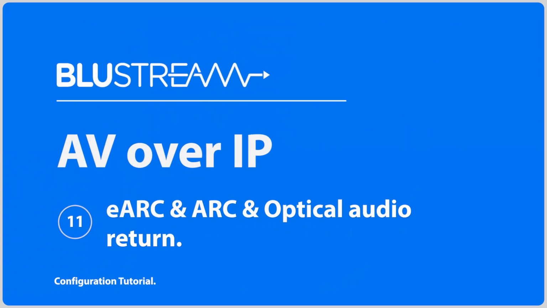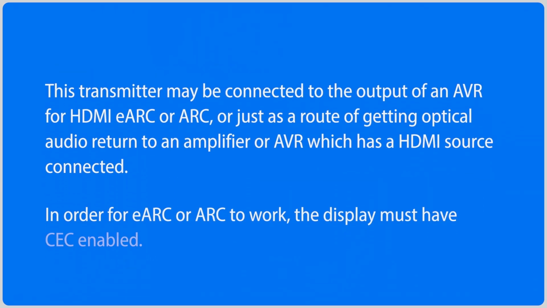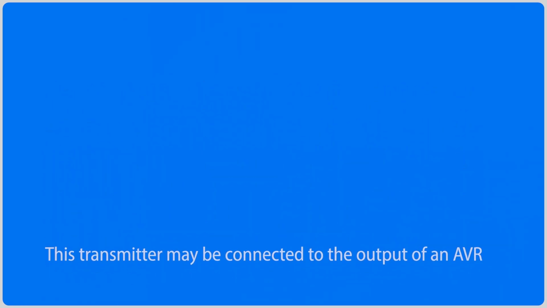Similar to our fixed routing capabilities, we have the option with our IP300 series to route HDMI eARC, ARC and optical audio return from a display connected to a receiver back to a fixed transmitter within the system. This transmitter may be connected to the output of an AVR for HDMI eARC or ARC, or just as a route of getting optical audio return to an amplifier or AVR which has a HDMI source connected.